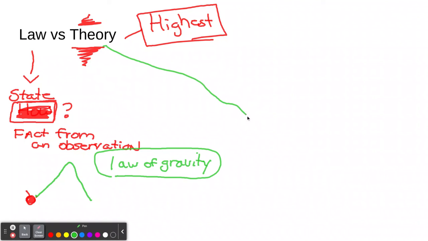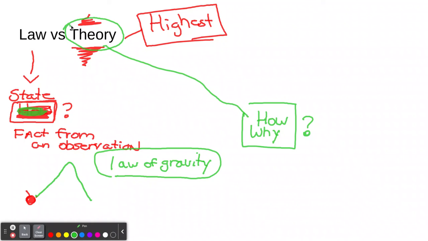But a theory will explain how it happens. So how is not the law, how is the theory, how or why it happens. Explaining why it happens is a theory. And if you can explain why it happened, and more people can use your experiment over and over again, then it will become a theory in the scientific community. Let's use an example here.